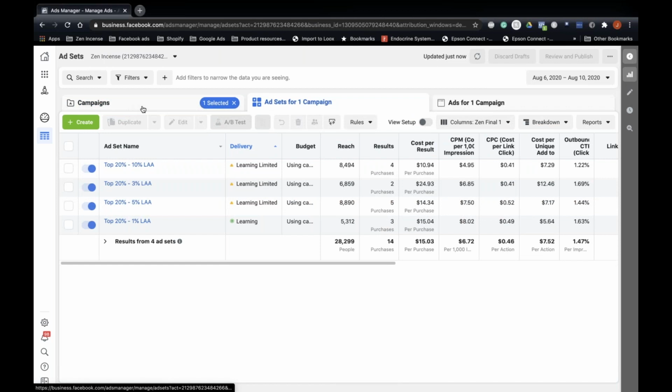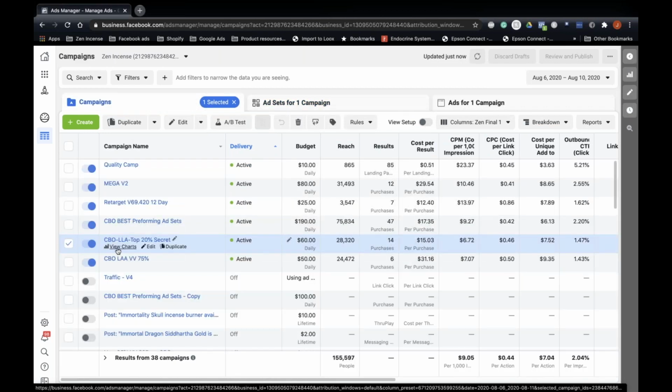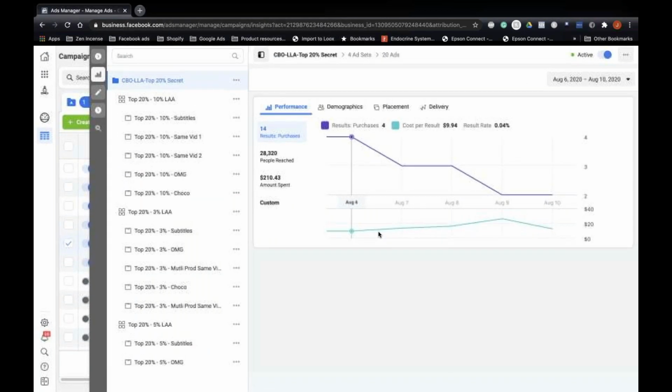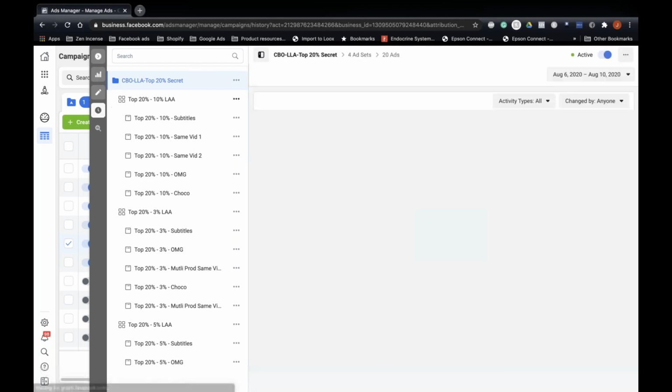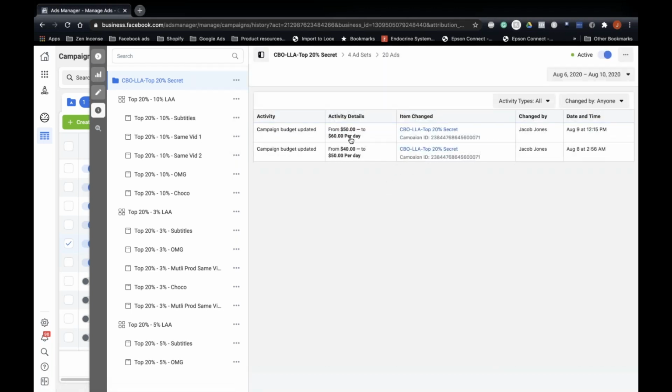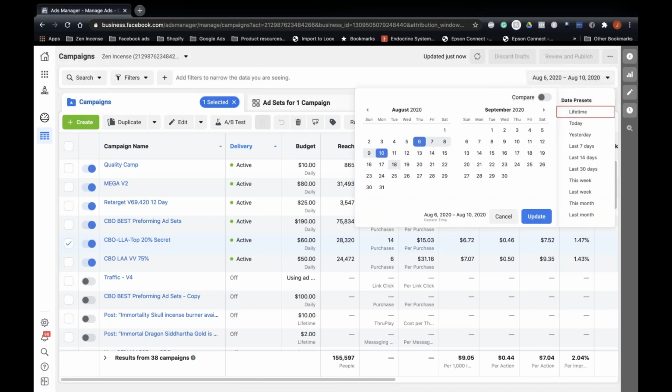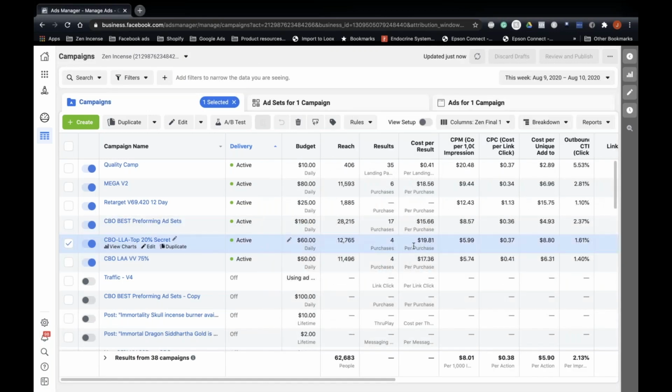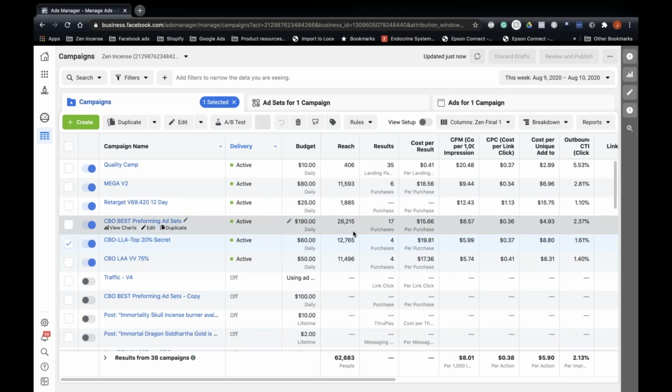Could I just go to inspect on the campaign level? No, it doesn't allow you. You can do the little clock on the far left underneath the pencil. It'll tell you what the edits were. So you did from 50 to 60 on the 9th. So go from the 9th to today and see if the results have gotten better. It's gone up a little bit in cost, so I wouldn't touch it again yet. Okay, I'll just let it play out to see if it stabilizes.